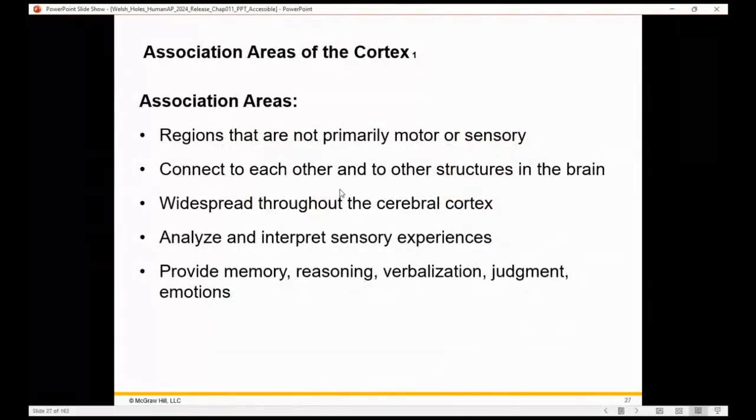We also have association areas. These are regions that are not primarily motor or sensory. They connect to each other and to other structures in the brain. They're widespread throughout the cerebral cortex. They analyze and interpret sensory experiences, and they provide memory, reasoning, verbalization, judgment, and emotions.